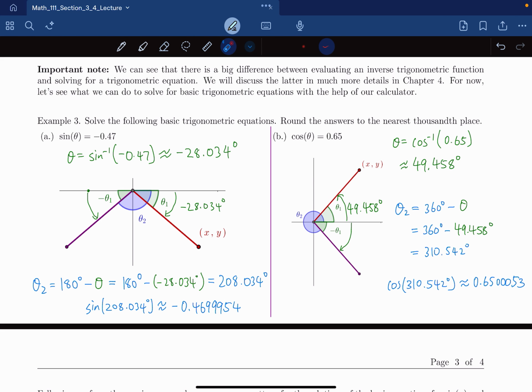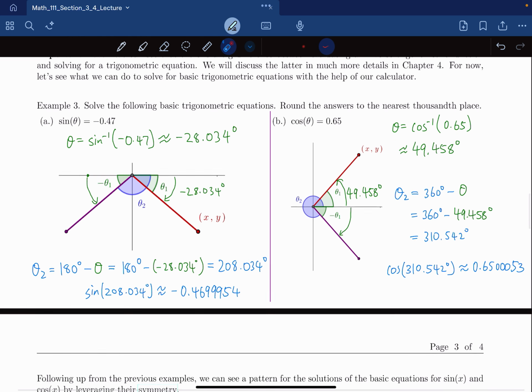Hello again, everybody. Let's continue our discussion from last time. We had just solved some basic trig equations using our calculator. We still found two answers, but let's see if we can put this into a formula.